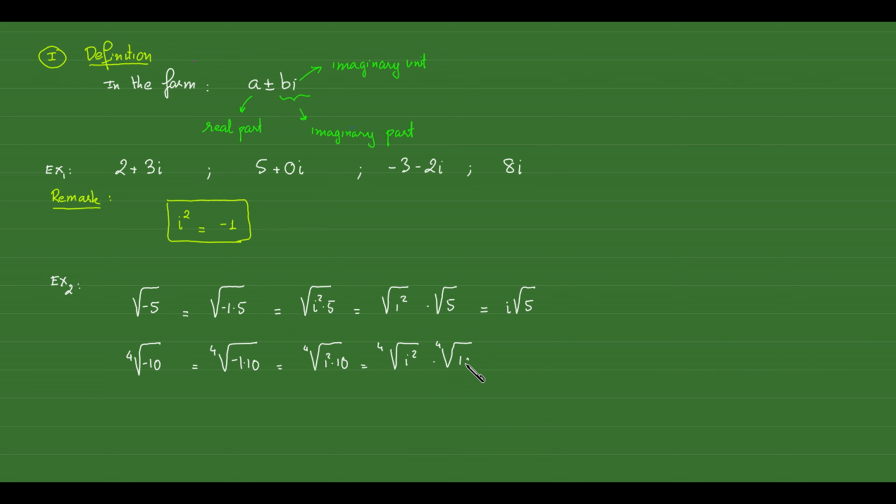The fourth root of 10 we can leave, but for the fourth root of i squared, remember the index over here is bigger than the exponent, so I can just write the imaginary unit raised to the one half, because 2 divided by 4, you simplify it, gives you one half. So this gives you i to the one half times the fourth root of 10. That will be your final answer.